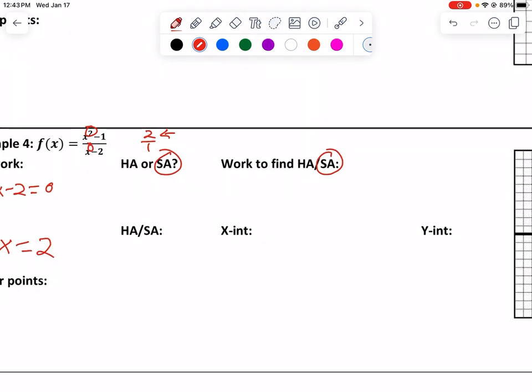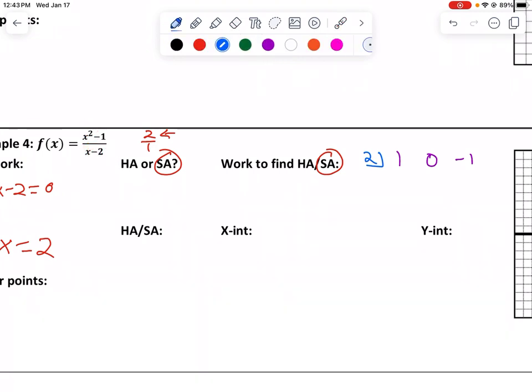So let's see. To find our slant asymptote, this is pretty wild, we're going to do synthetic division. So we're going to take x squared, which is 1x squared, plus 0x minus 1. And then we set up 2, which comes from being the opposite, down here, so 2.